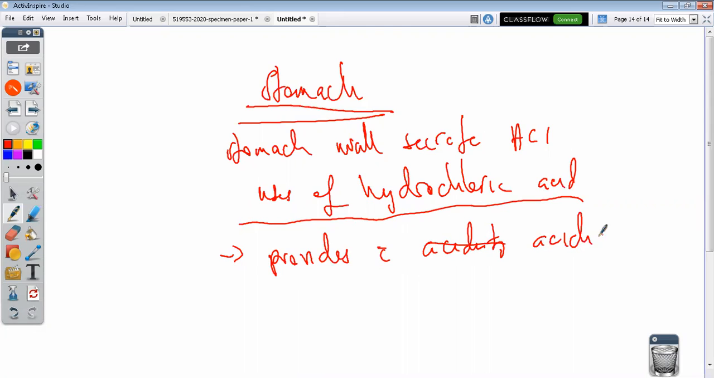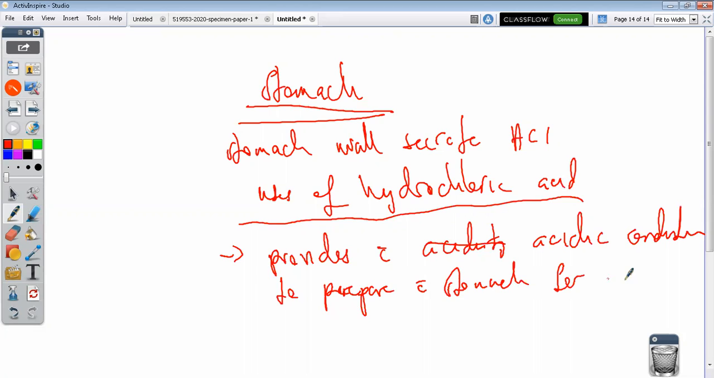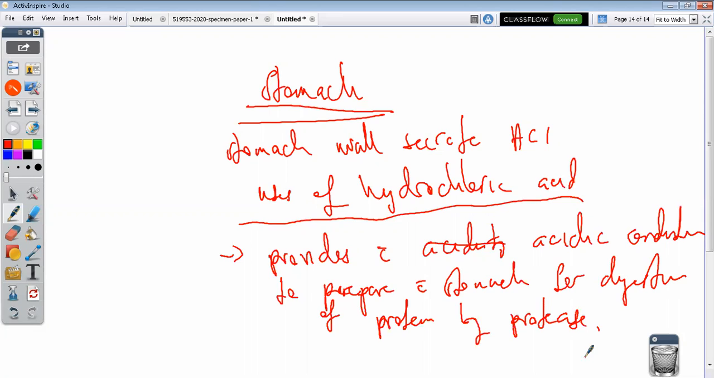Why do we need acidic condition? To prepare the stomach for digestion of protein. Clear? Then it also kills what? Bacteria. Yes, it kills bacteria from the food from the mouth. Clear?